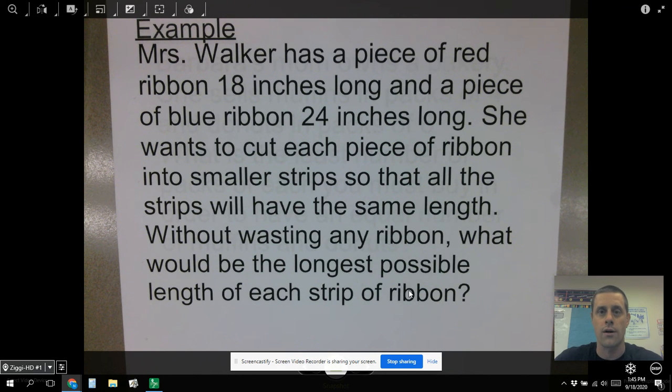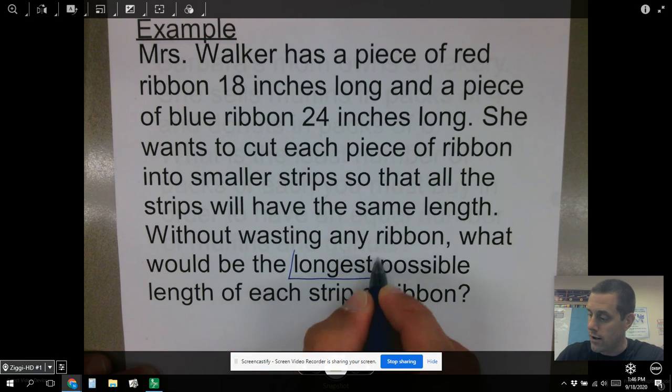It says, Mrs. Walker has a piece of red ribbon 18 inches long and a piece of blue ribbon 24 inches long. She wants to cut each piece of ribbon into smaller strips so that all the strips will have the same length. Without wasting any ribbon, what would be the longest possible length of each strip of ribbon? Now, when we look at the question to this problem, what would be the longest possible length of each strip of ribbon? That gives us a clue as to what type of problem it is.